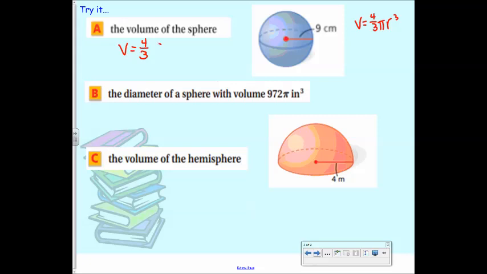9, not square root of 3. Cubed. Cubed. Good. Yeah. 9 cubed times pi. Okay, how do you do 9 cubed on your calculator?